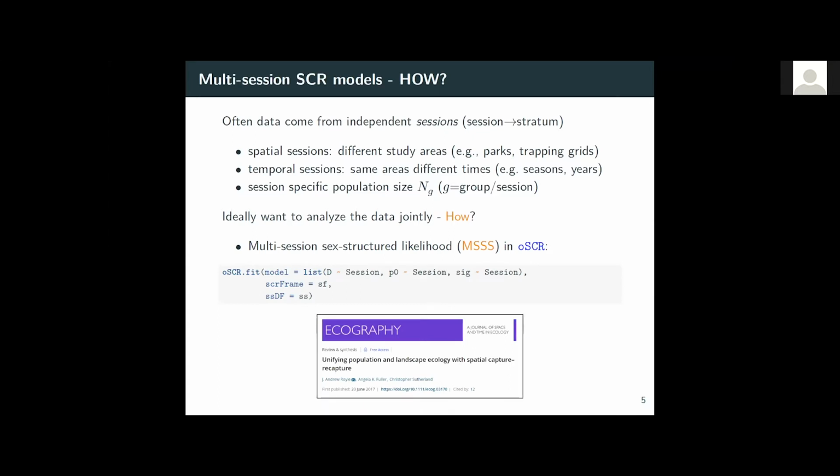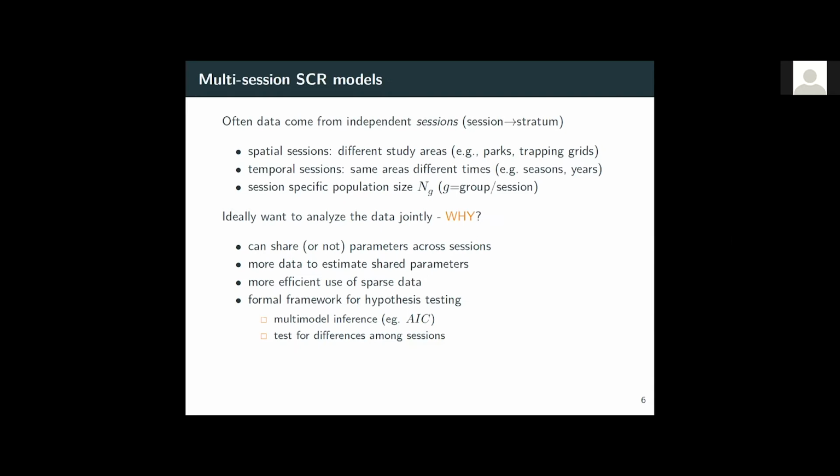So the how, first of all, it won't surprise you that we can analyze these data structures in this package oSCR. For more background about the mathematics or the statistics behind the multi-session sex-structured likelihood, that's all written down in the ecography paper that you have access to. But the idea is that we've formalized that session structured likelihood within the oSCR package, so it makes it very easy to fit session specific models and sex specific models for that matter.